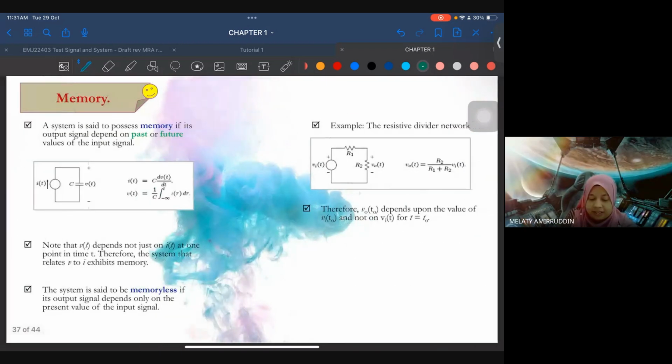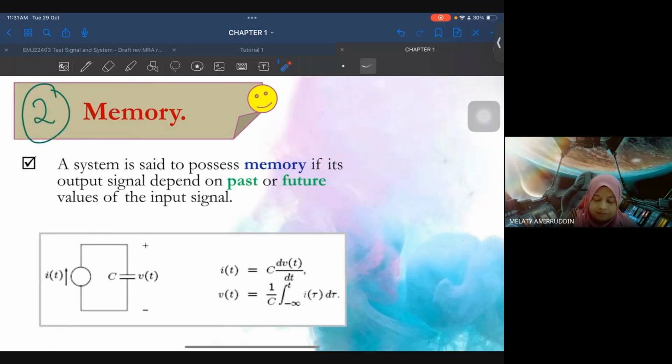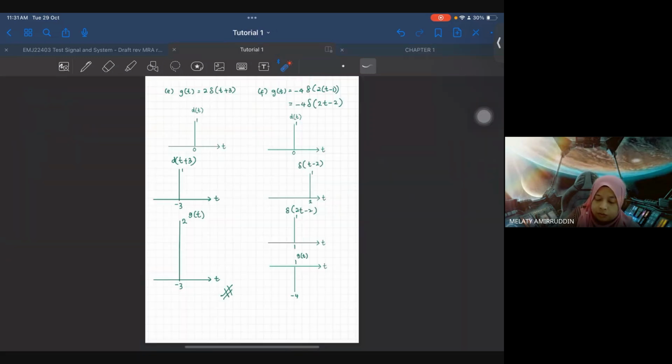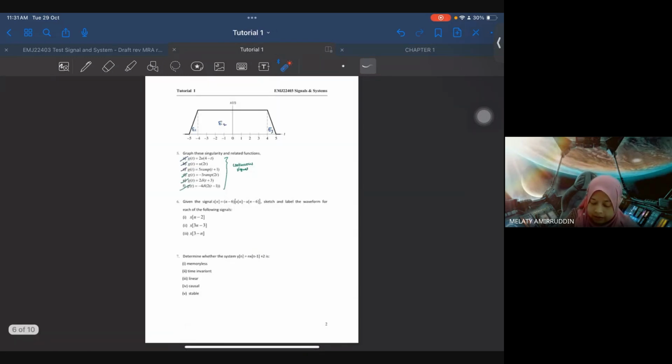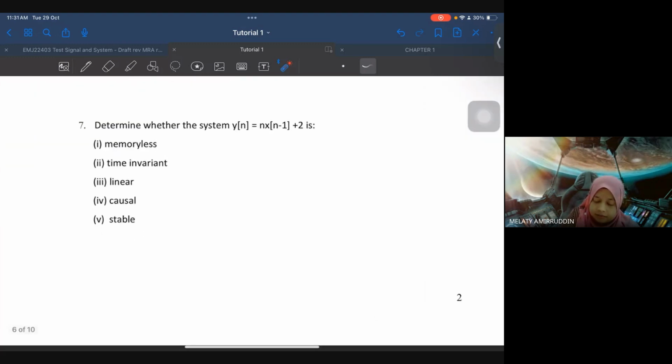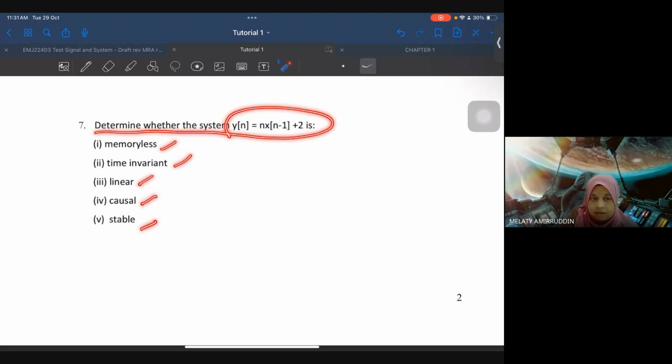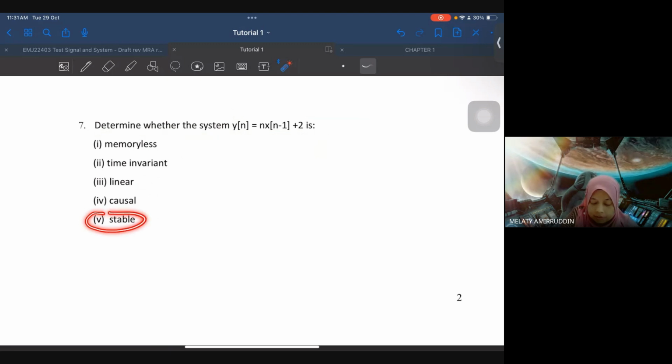Okay. So next. Okay, memory, previously stable system. And then the second one is memory system. Memory and memoryless. Okay, what is memory? This is very, very important. You can see in the tutorial, you need to determine whether the system is memoryless, time invariant, linear, causal, or stable. We already learned about stable.